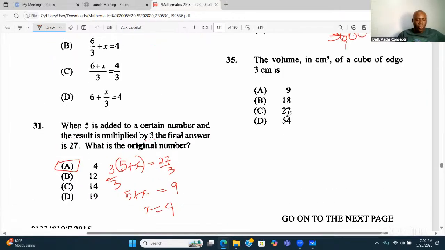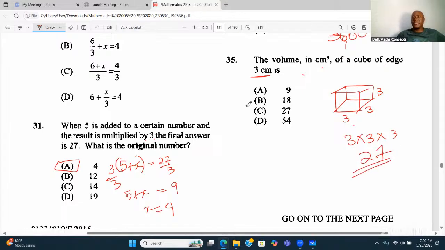All right, so we're rolling, we're still going. Let's keep it pushing. So we say the volume, in cm cubed, of a cube of edge 3. Remember what a cube looks like? Something like this. Let me see if I could draw these like we always drew back in the day. This is 3, this is 3, this is 3. 3 times 3 times 3. And that's our volume, right?